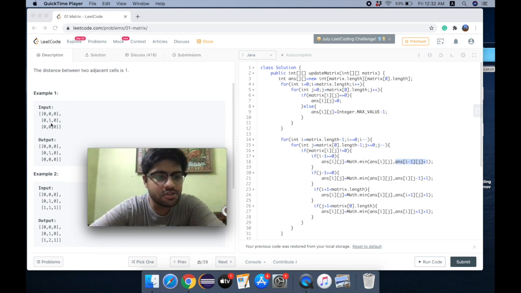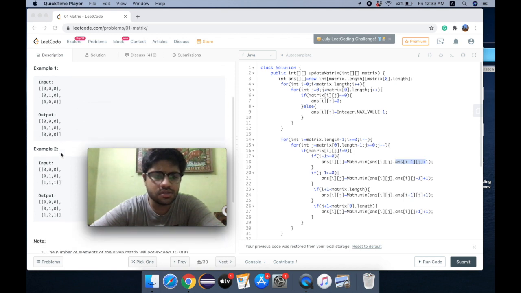And let's come to this 1. The number at the location is 1 and we need to find out the distance from 0. If you see that all the neighbors of this one are already 0, then the distance of this one from 0 is 1. So that's why this matrix is this one.